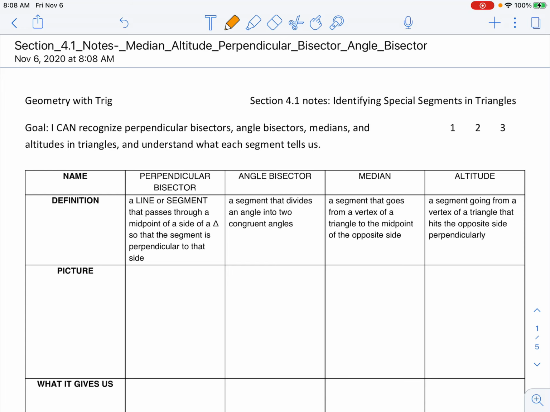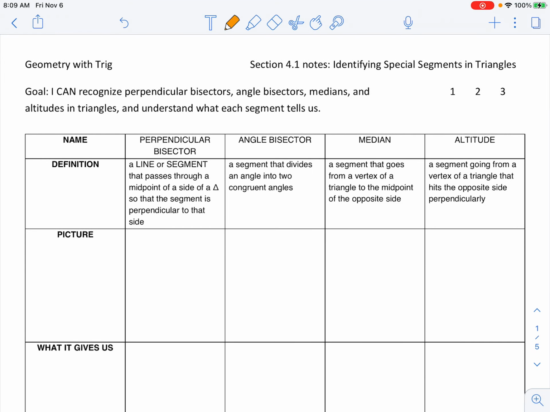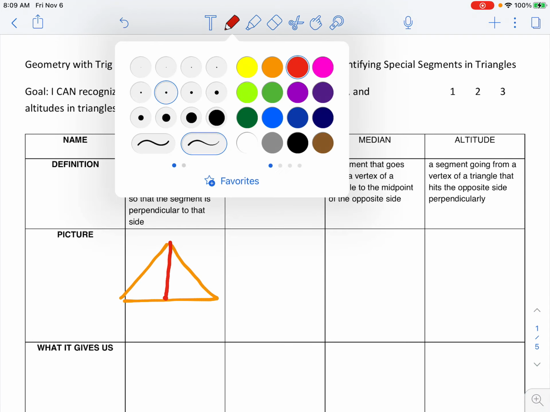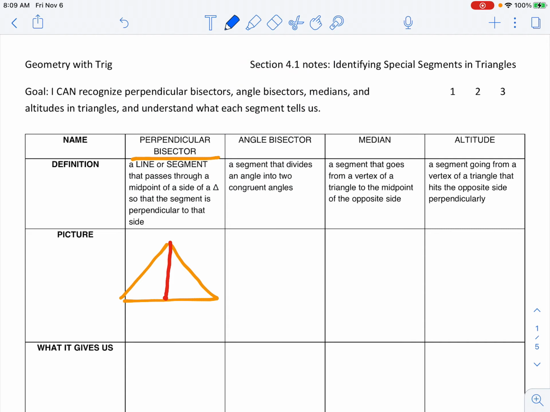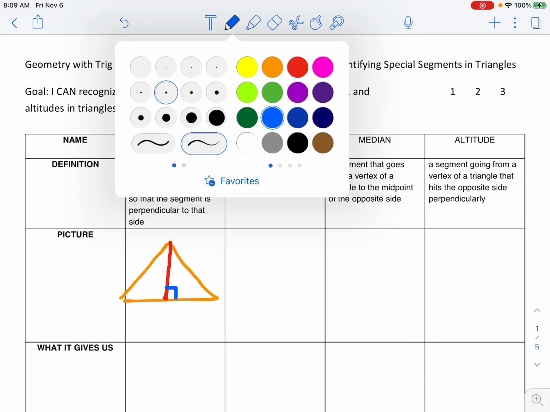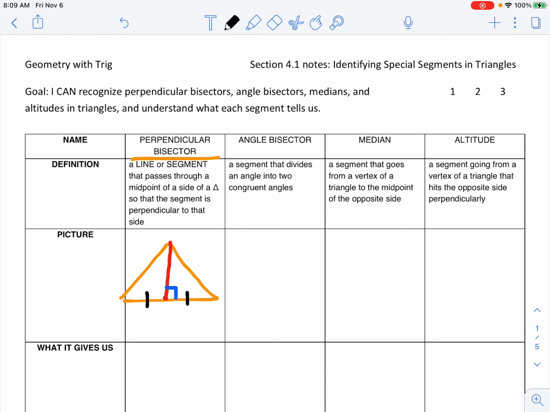All right, so first off is perpendicular bisector. This is a segment that passes through a midpoint and is going to create 2 things. So in a triangle, if we have a perpendicular bisector, we are going to have a line that drops down and hits at the midpoint. Because it hits at the midpoint and it's perpendicular, it's going to do 2 things to our triangle. It's going to form 90-degree angles. So there's 2 90-degree angles right there because remember a straight line adds up to 180. And then the other thing it's going to do is split it into 2 congruent parts on the bottom.